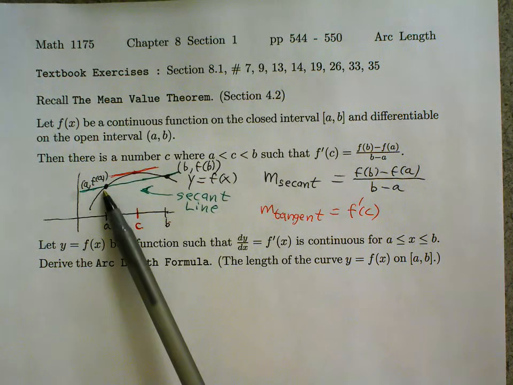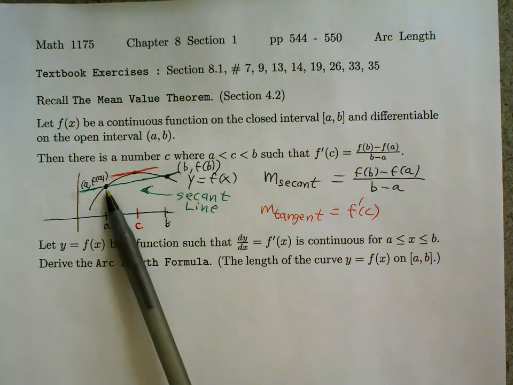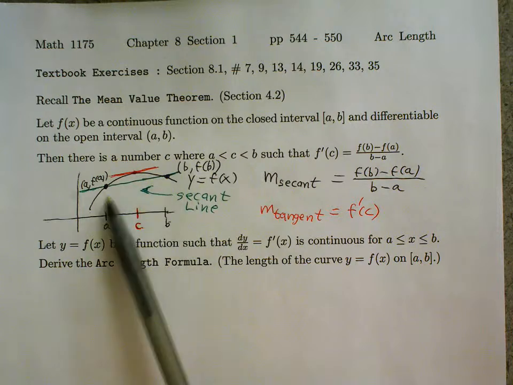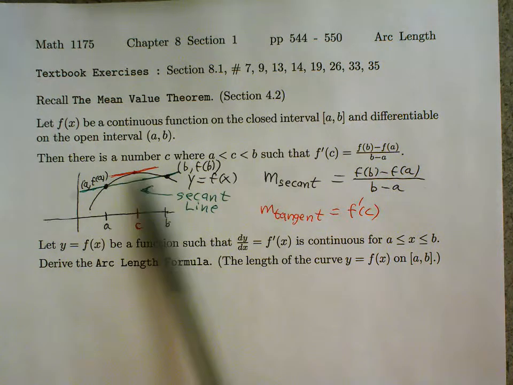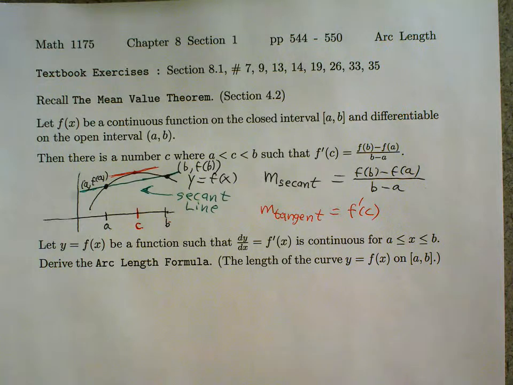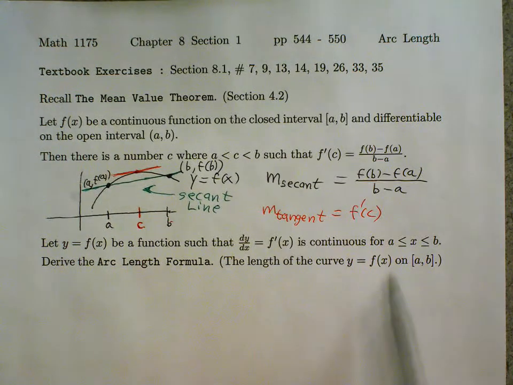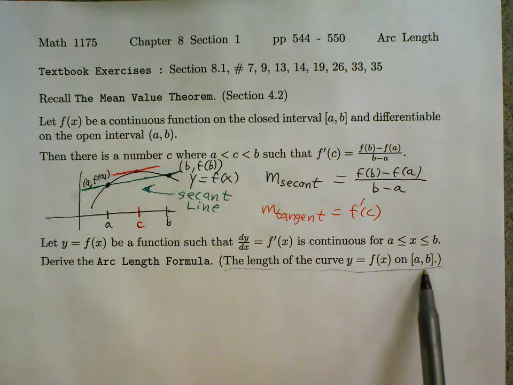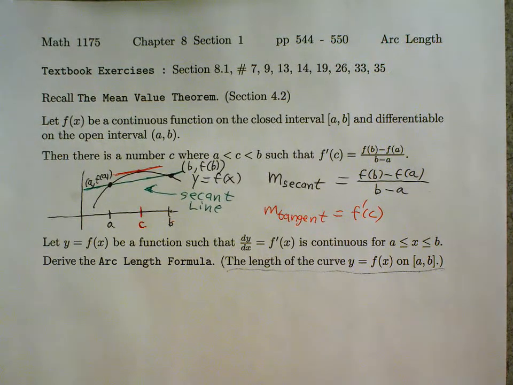If you just look at this picture up here, what we're going to do is derive a formula for finding the arc length, the length of the curve of the function f between domain values a and b. So we are going to subdivide the interval from a to b into n subintervals. And then on each of the subintervals, we're going to approximate the length of the curve.